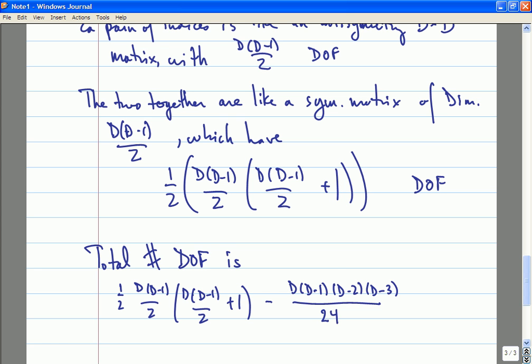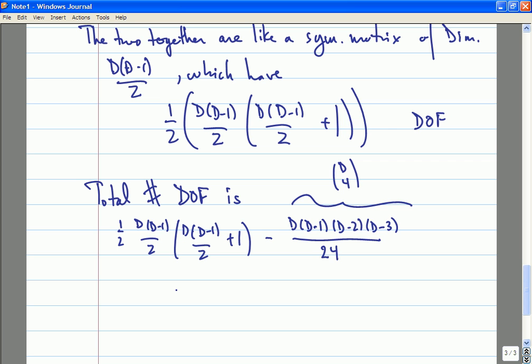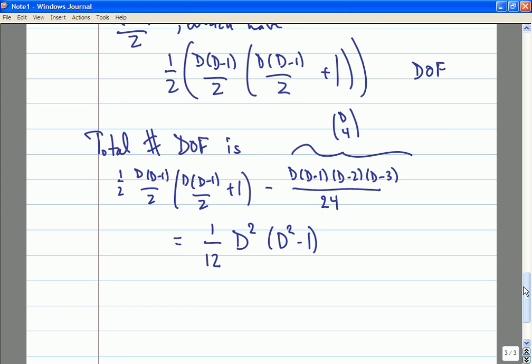So this is D choose 4. And so it's just a simple calculation to check that this can be simplified. And it's 1/12 D squared times D squared minus 1. So this is the number of degrees of freedom of the Riemann tensor in D dimensions.